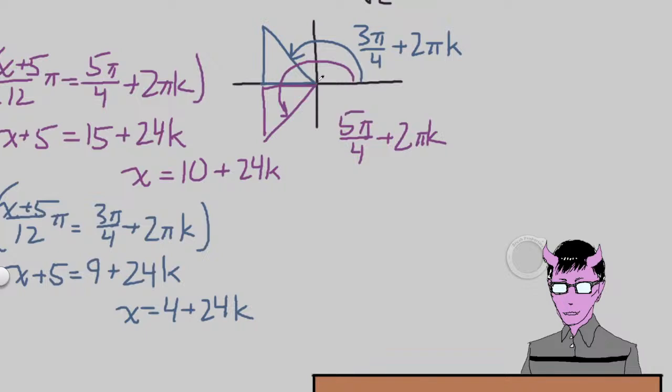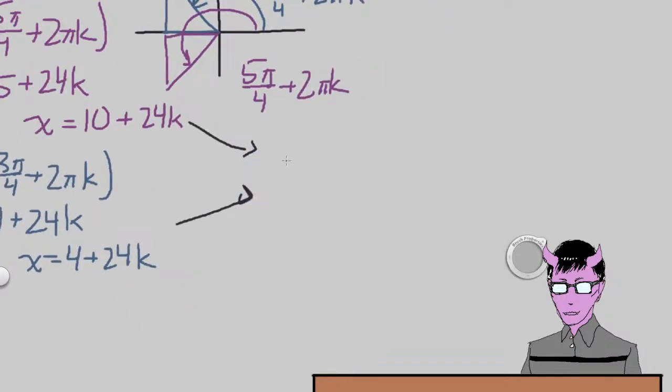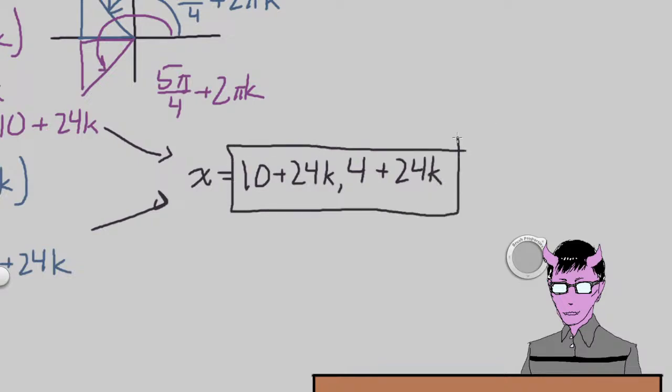And we have our two groups of answers. So putting those together, we have x is equal to either 10 plus 24k or 4 plus 24k. And I think that answer is good to go. Yes.